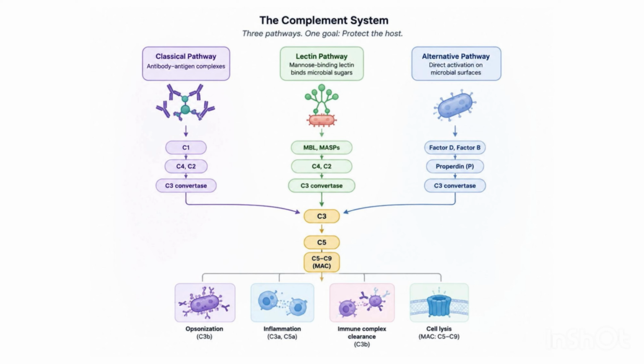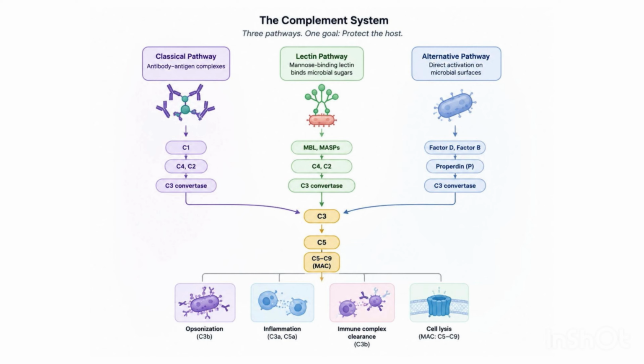This figure shows the three pathways of complement activation: the classical, lectin, and alternative pathways. The classical pathway is triggered by antigen-antibody complexes. The lectin pathway starts when mannose-binding lectin binds to microbial sugars, and the alternative pathway is activated directly on microbial surfaces, although they start differently. All three pathways converge at the formation of C3 convertase, which activates C3.